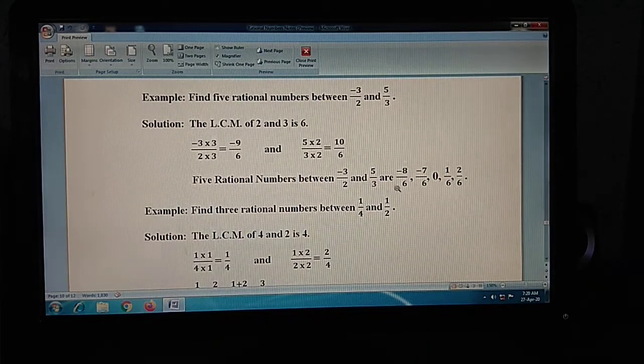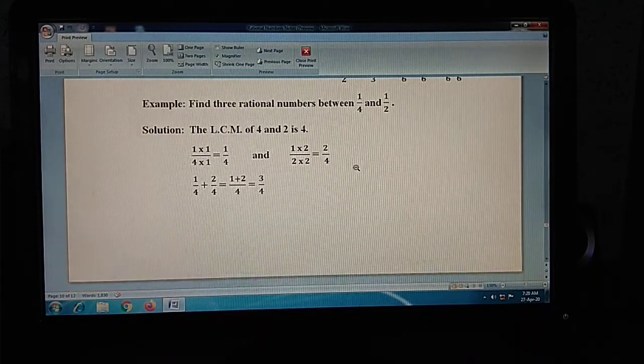So you can even give any other 5 rational numbers in between minus 9 by 6 and 10 by 6. It is your wish. There are a lot of numbers in between. It is not mandatory that these numbers only are there. There are also other numbers in between this and this. But while writing, you have to write 5 rational numbers between minus 3 by 2 and 5 by 3.